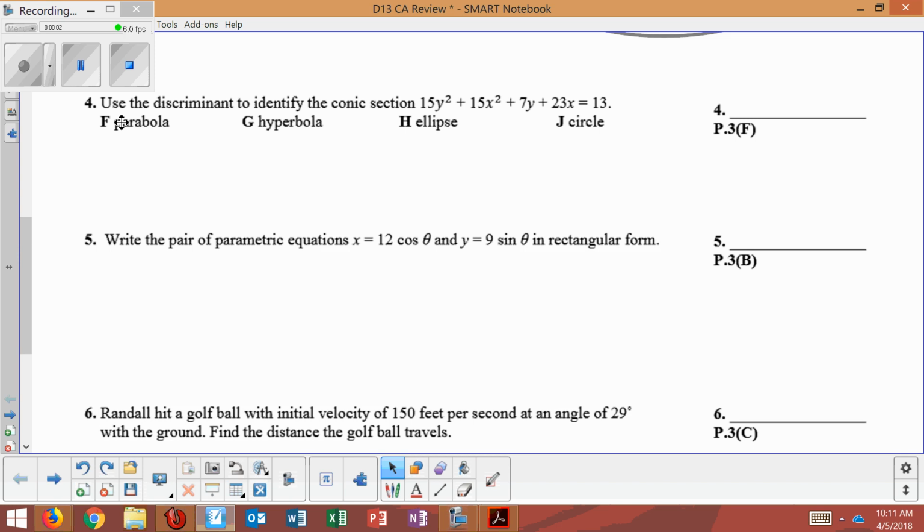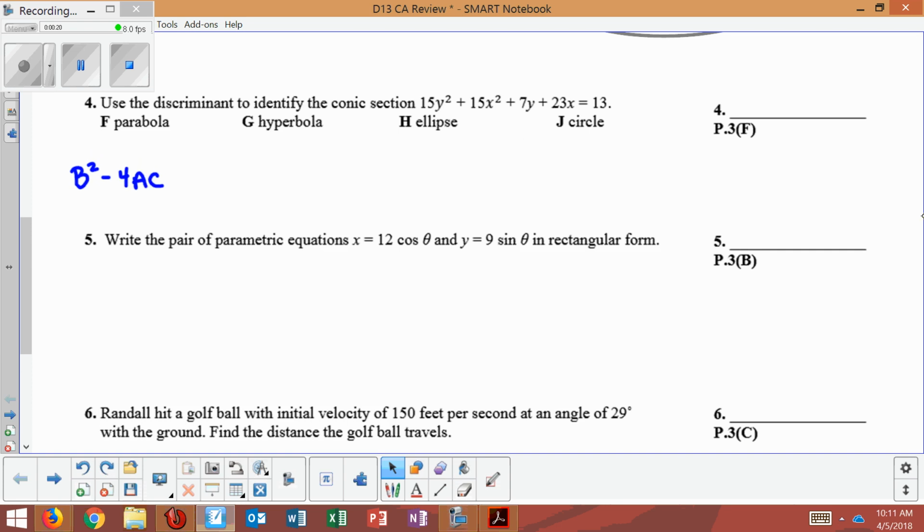Number 4, use a discriminant to identify the conic section. 15y squared plus 15x squared plus 7y plus 23x equals 13. Now, the discriminant is the formula b squared minus 4ac. And we've learned there's 3 cases with this formula.